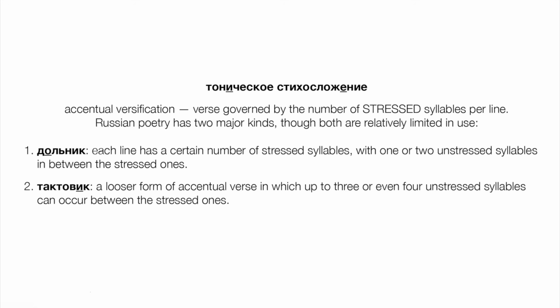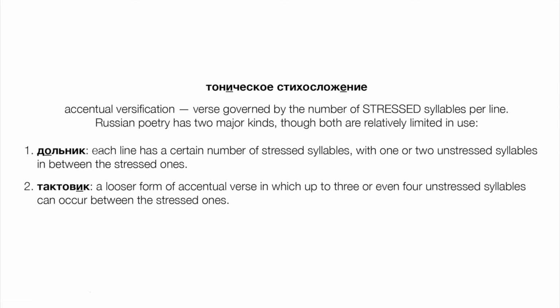Taktovik is even looser, right? Again, the governing principle is the number of stressed syllables per line. So let's say maybe 3 or 4 stressed syllables per line, right? Now, in between any two stressed syllables, we can have 2, 3, or even 4 unstressed syllables, right? So that's a very loose type of accentual verse. And that's pretty recognizable as clearly not having anything to do with syllabotonic verse, right? So when you hear taktovik, it's usually perfectly clear that you're not dealing with da dun da dun da dun da dun, right? Or dun da dun da dun da dun, right?